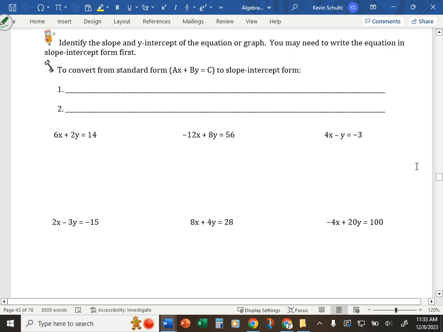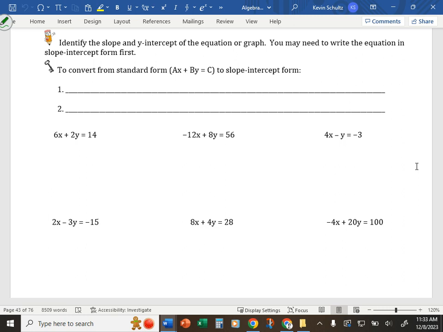We are continuing on with PO22, now doing the opposite of what we did on the first page. You'll notice all of these equations here are given to you in standard form, and your job is going to be to convert them into slope-intercept form.